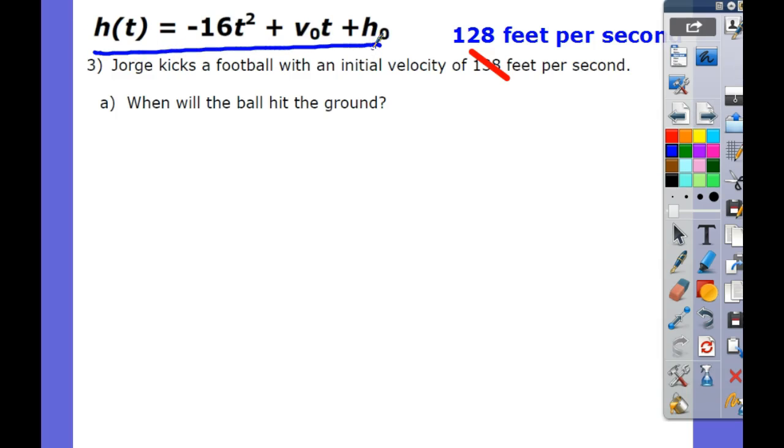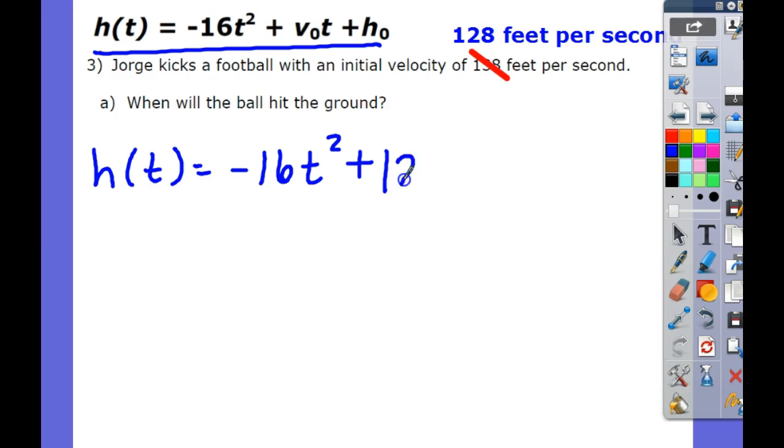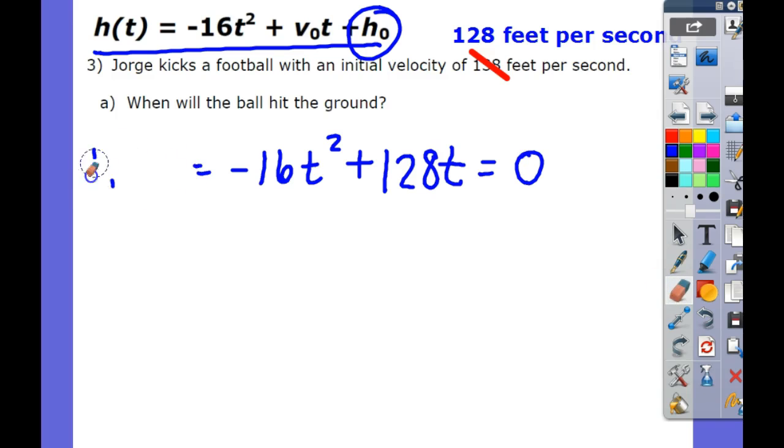So we're going to use this formula, and so h of t equals negative 16t squared plus, what's the initial velocity? 128. What's the initial height? Where's he kicking the ball from? It's on the ground. So what's the initial height? And what's the final height? Where is it going to land? On the ground. So what's the final height? The field goal guy kicks the ball. Is it on the ground to start with? Is it going to end up on the ground?